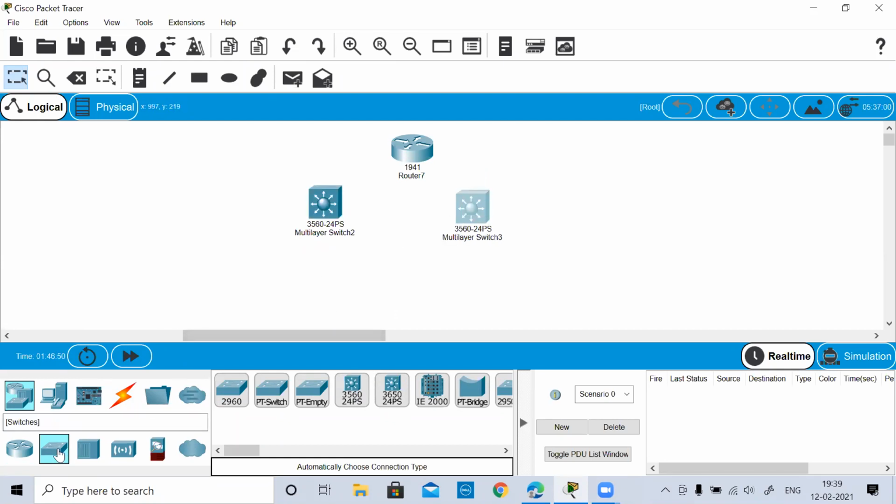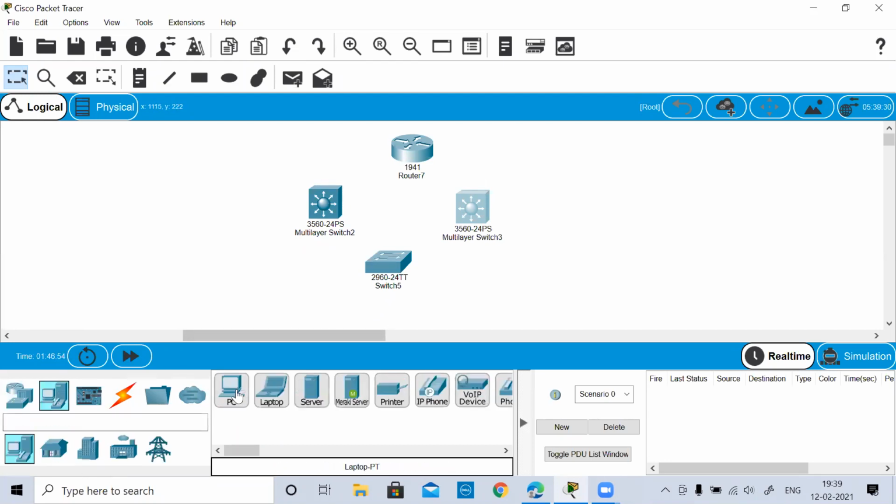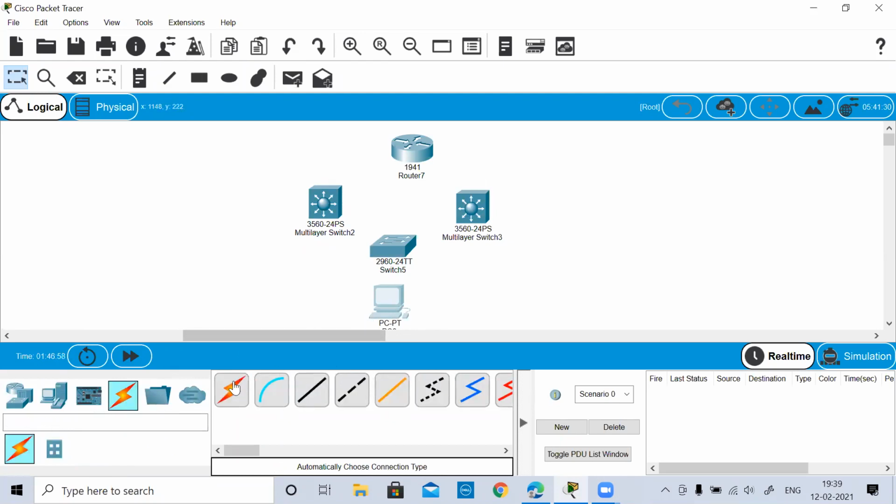Let me take another layer 2 switch and a computer. So let us connect them first. Now let us start giving them the IPs. First and foremost, you're going to give an IP to your VLANs.